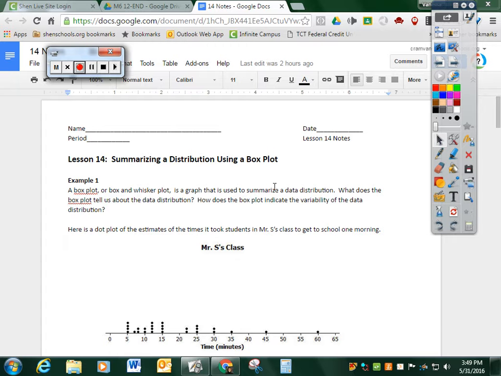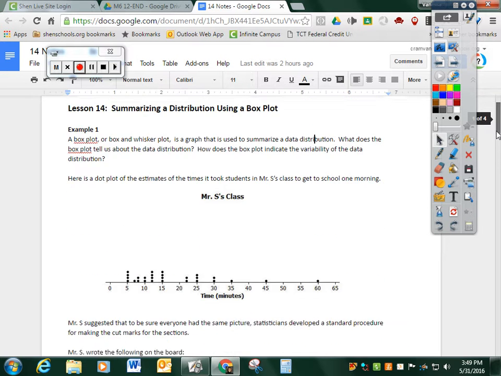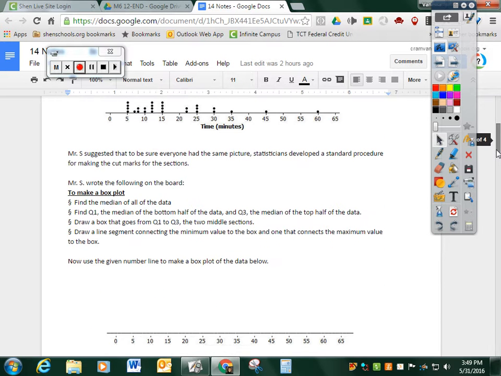Here is a dot plot of the estimates of the times it took students in Mr. S's class to get to school one morning. Mr. S suggested that to be sure everyone had the same picture, statisticians developed a standard procedure for making the cut marks for the sections. Mr. S wrote the following on the board. To make a box plot, first find the median of all of the data.